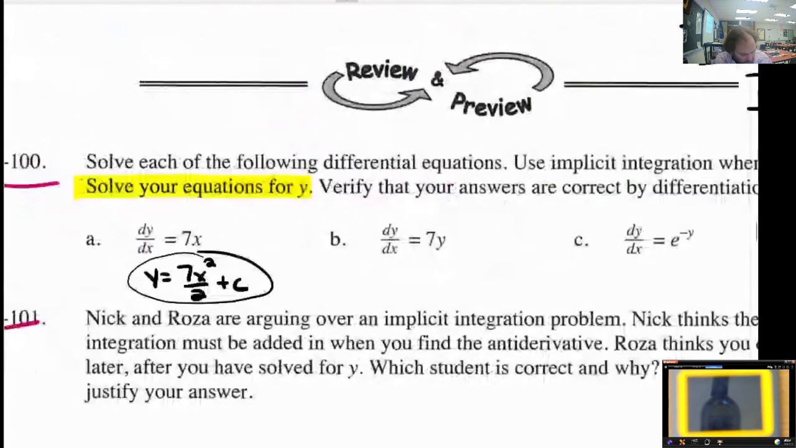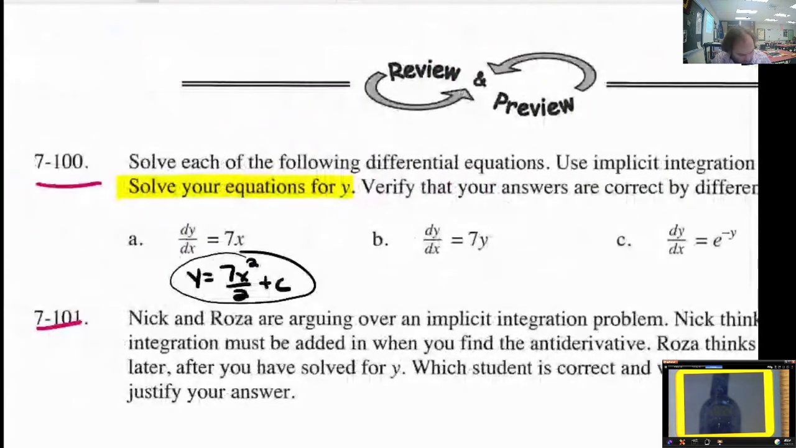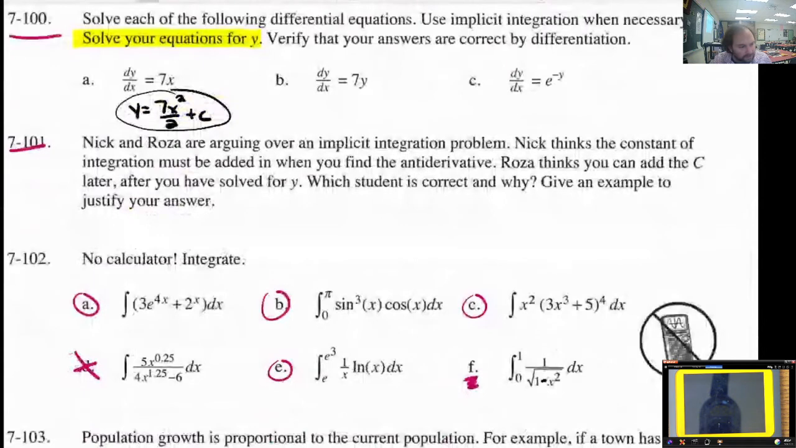Okay, let's take a look at the next question, which is a good one to be aware of when you're solving problems like this. Nick and Rosa are arguing over who's right about solving this problem.